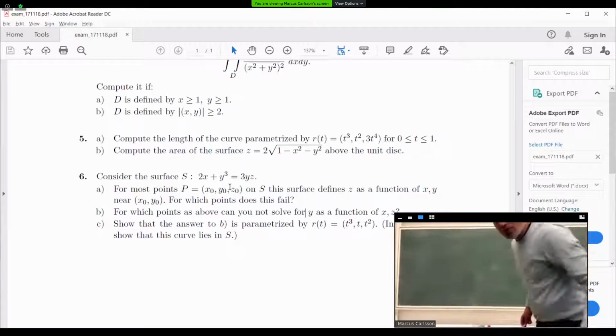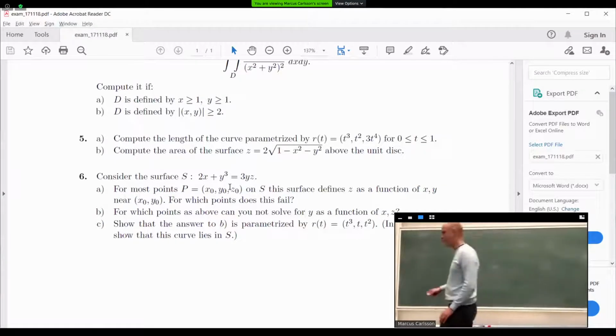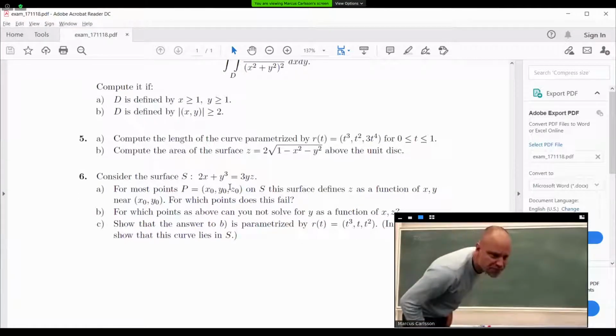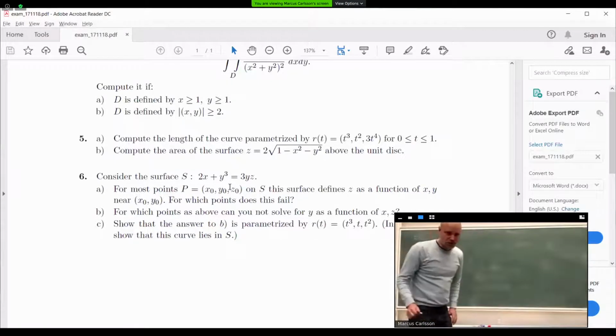How would we solve this with the implicit function theorem? So let's say we have to introduce some function so that this is the 0 set. So f(x, y, c) is equal to 2x plus y cubed minus 3yc.